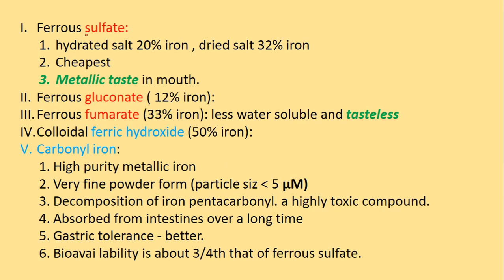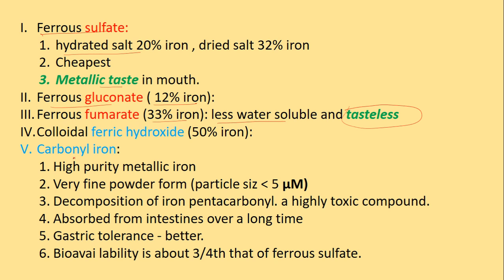So coming to the various oral iron preparations available, you have ferrous sulfate, which is a hydrated salt, contains 20% of the iron, and dried salt 32% of the iron. It is the cheapest form of the iron preparation, but it has the disadvantage that it produces a metallic taste in the mouth. Next form is ferrous gluconate, which contains 12% of the iron. There is ferrous fumarate, which contains 33% of the iron. It is less water soluble, but it is tasteless in nature. There is also colloidal ferric hydroxide, which contains the highest percentage of iron, that is 50% of the iron.